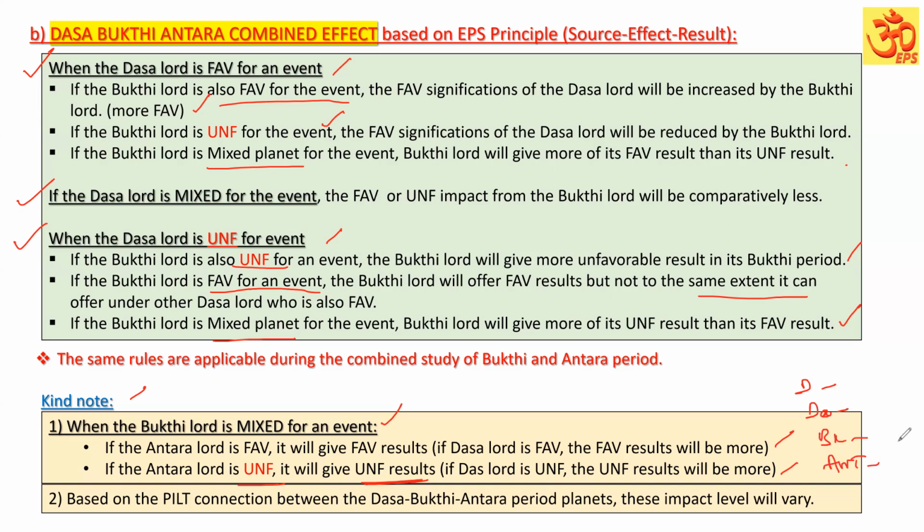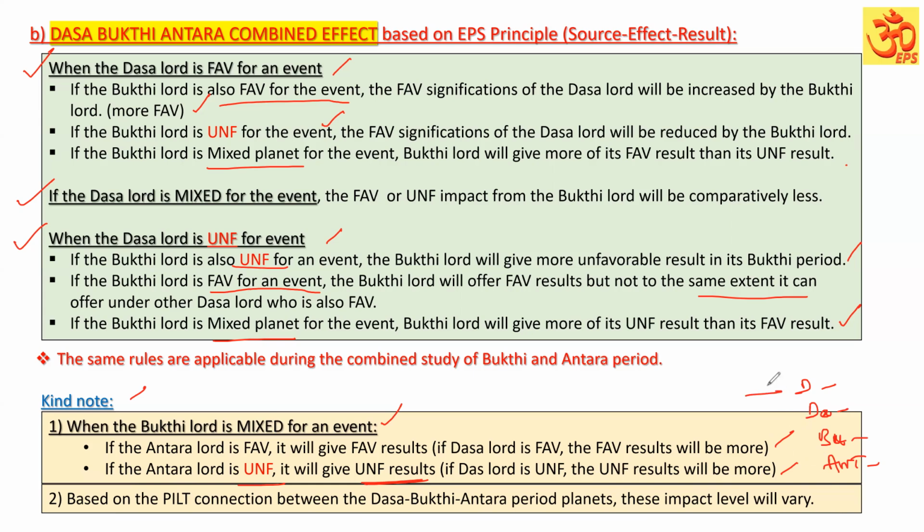Based on that, when each one combines and we study destiny, Dasa, Bugdi, and Antara, we have to look at the combined effect to get what exactly the Bugdi and Antara are going to give under this combination. Because the impact will vary based on the connection between the Dasa, Bugdi, and Antara period planets. That we know, that is step number 7, right? This is called the planetary interlink actually.